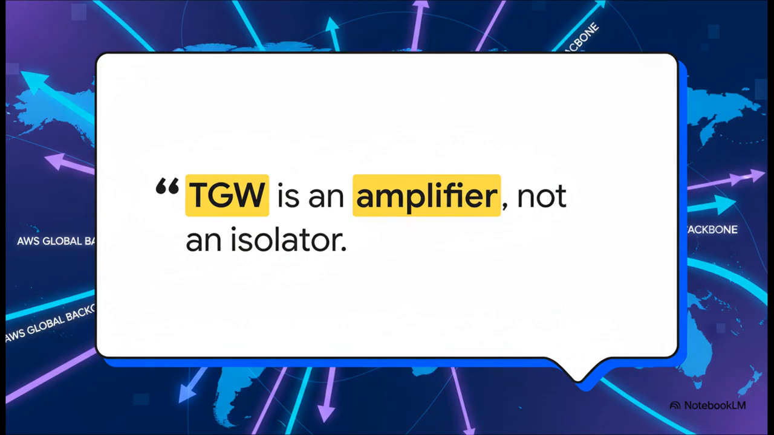And that leads us to this critical design lesson. A transit gateway is an incredibly powerful tool for connectivity. But if you just propagate all your routes everywhere automatically, it becomes an amplifier of failures, not an isolator. A single bad route can spread instantly across your network and cause a region-wide outage.